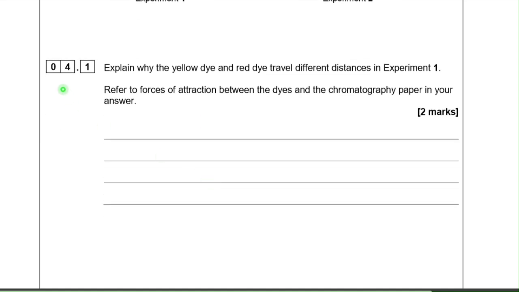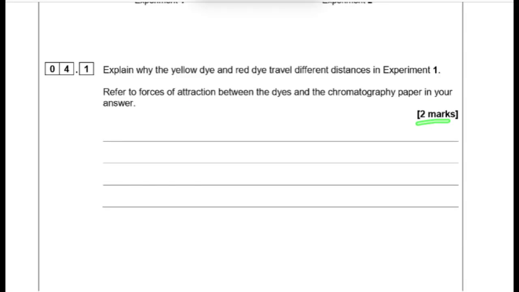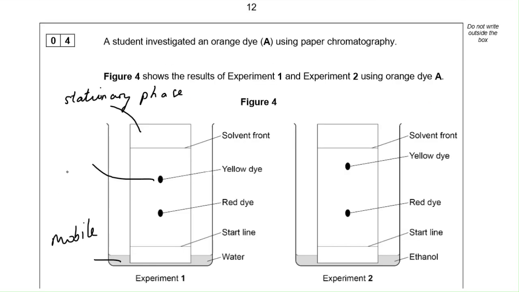4.1. Explain why the yellow dye and the red dye travel different distances in experiment 1. Refer to forces of attraction between the dyes and the chromatography paper in your answer. I've told you to do that, so make sure you do it. This is for 2 marks. The filter paper, we call that the stationary phase, and the solvent, the water, is called the mobile phase. And you'll see that the yellow dye has moved further than the red dye. The yellow spot is higher up than the red spot.